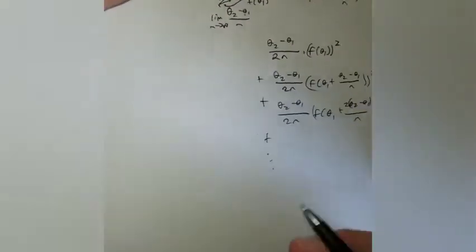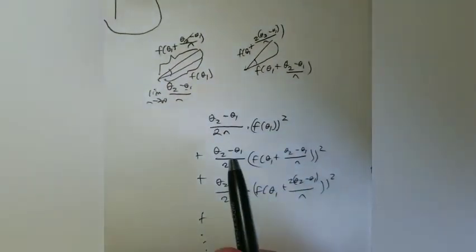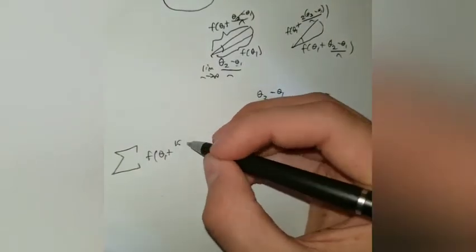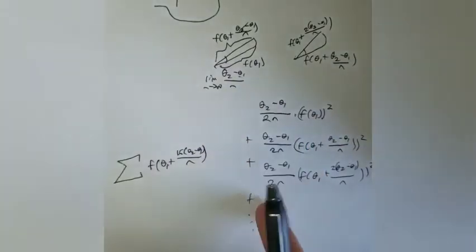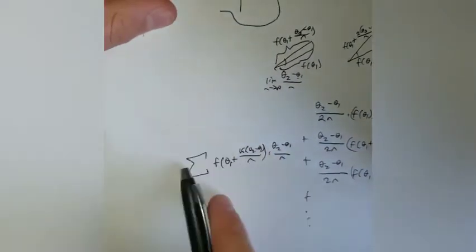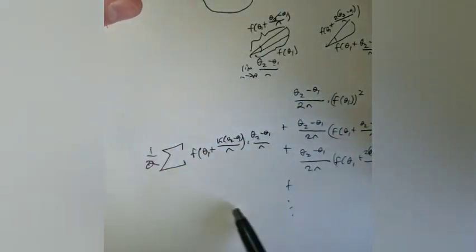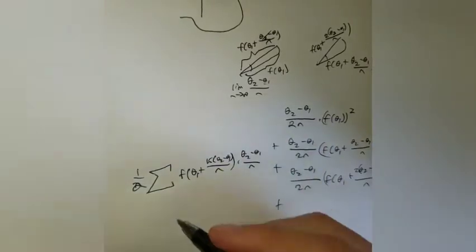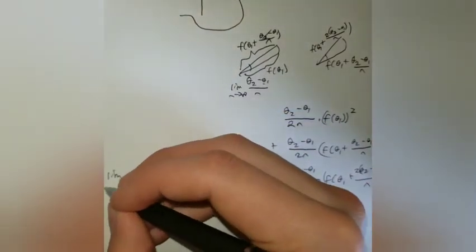So you can rewrite this entire thing as a series. So this is the series of f of theta 1 plus k times theta 2 minus theta 1 over n, squared, times theta 2 minus theta 1 over n. And I factor out the 1/2 right here. It's from k equals 0 all the way up to n, limit as n goes to infinity.